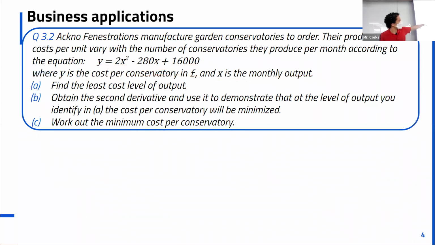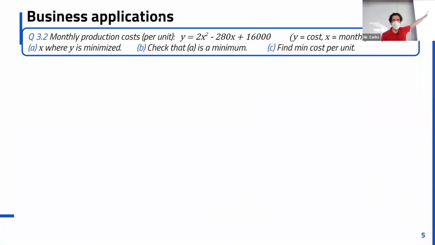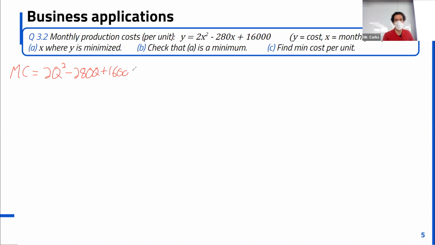Okay, same information, I just condensed it a little bit so I would have room to write here on my slide. I'll rewrite the information they gave us, marginal cost, in the way that we usually write it. So marginal cost is equal to 2q squared minus 280q plus 16,000. Just adapting it to what we are more familiar with.